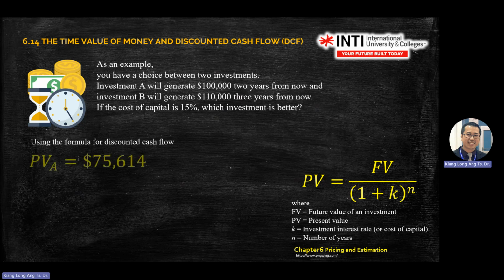So if you use a discount cash flow, the present value will be 75,000. If you work back the formula, present value for A, you need only invest 75K. But present value B, you invest 72K.